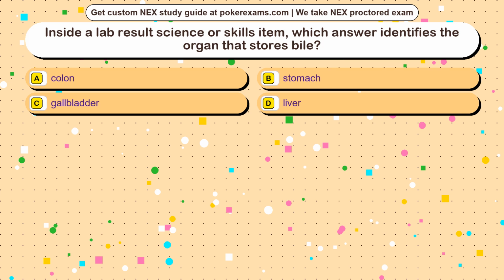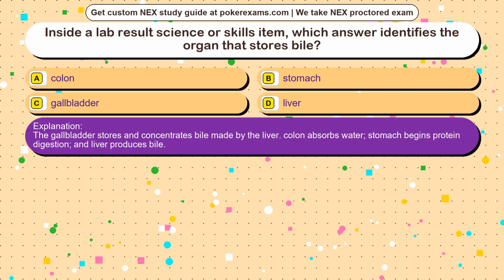The correct answer is option. The gallbladder stores and concentrates bile made by the liver. Colon absorbs water, stomach begins protein digestion, and liver produces bile.